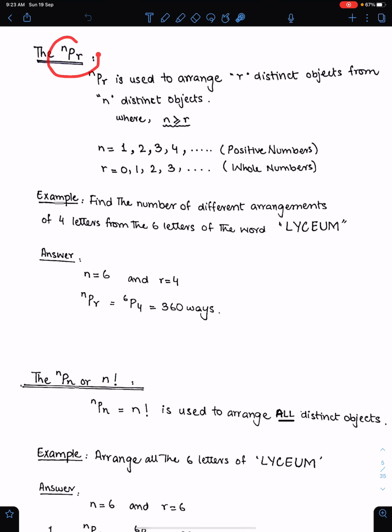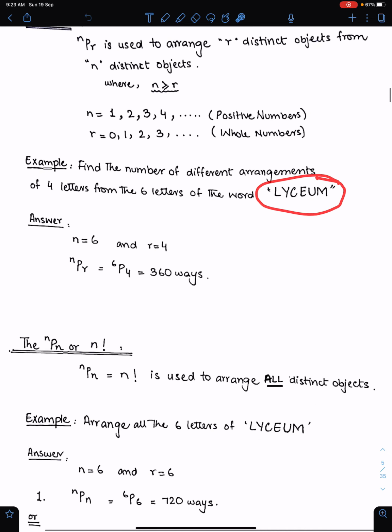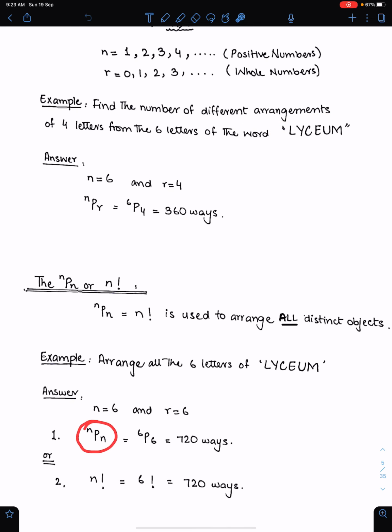We use this when we have to arrange less number of objects from n, and we use nPn or n factorial, they both mean the same thing. nPn or n factorial is used to arrange all distinct objects. When you have to arrange all objects, then you should use this thing or this thing. For example, if we have to arrange all 6 letters of the word Lyceum, then we can either use nPn or n factorial. According to nPn, we should write 6P6. According to n factorial, we should write 6 factorial. We'll get the same answers because they both mean the same thing.